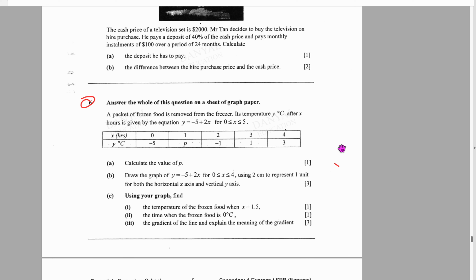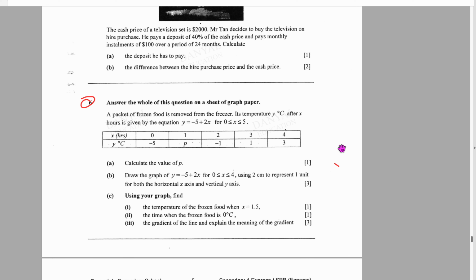Yes. Then the final one. Oh yeah, it's wrong. It's wrong. The gradient. For the gradient, you just need to read from here. Oh, negative. No. Get this into the y equals mx plus c format first. Then after that you compare. So the gradient is 2. Then the y-intercept is, if I ask, -5. Good. So now the gradient is 2.